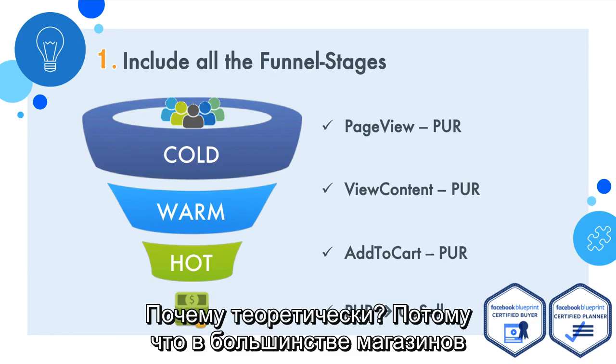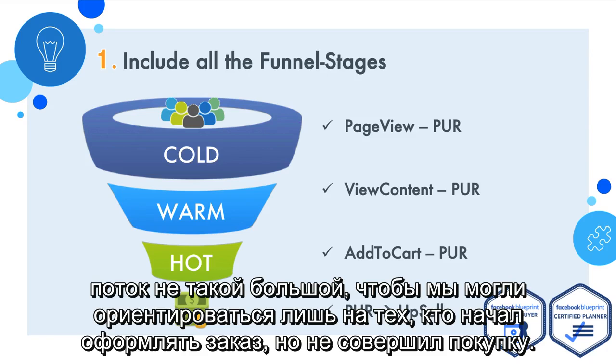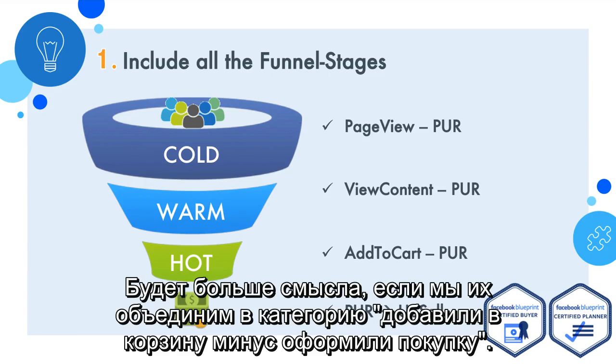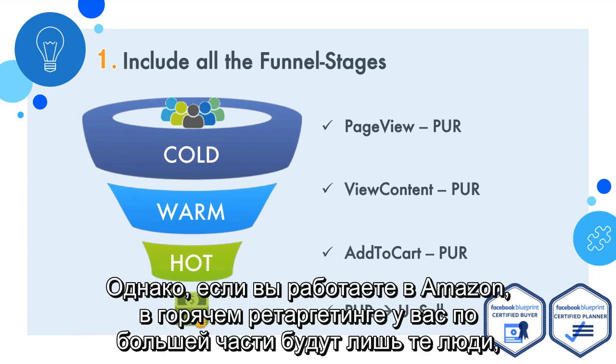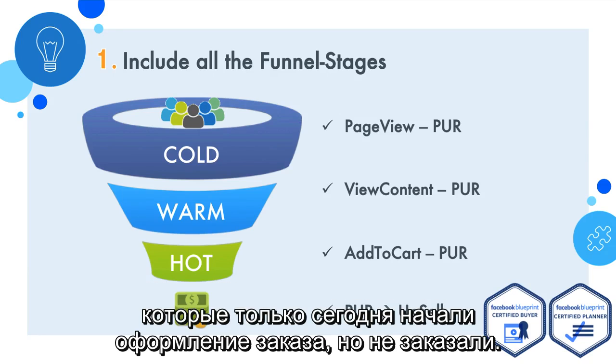Because in the majority of our stores, we do not have such a high volume that we can clearly target only people that have initiated checkout and did not purchase. Therefore, it makes more sense to sum them up into the add to cart minus purchase category. However, if you're Amazon, for example, of course, this phase of hot retargeting is mainly people that initiated the checkout process today and did not purchase.